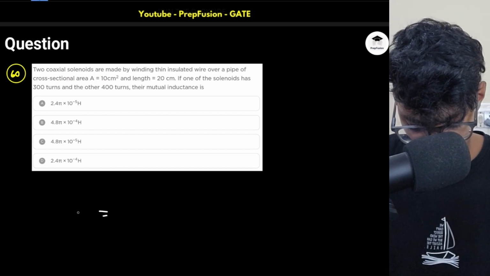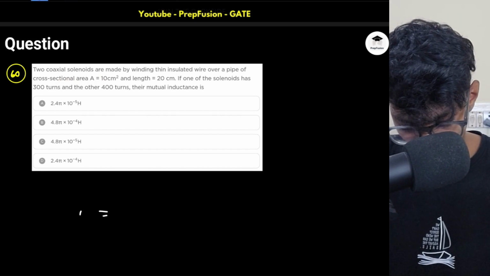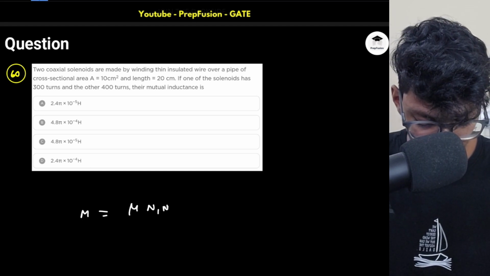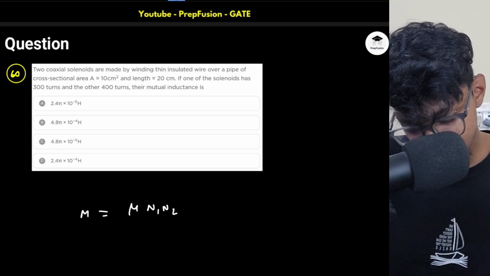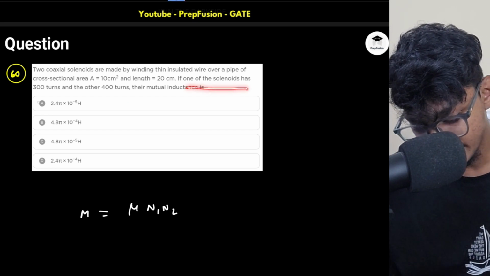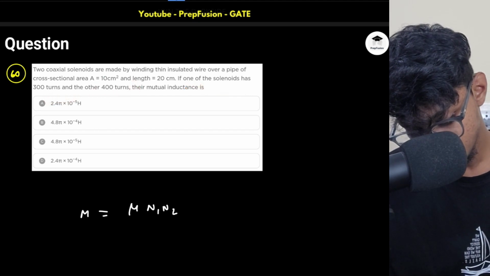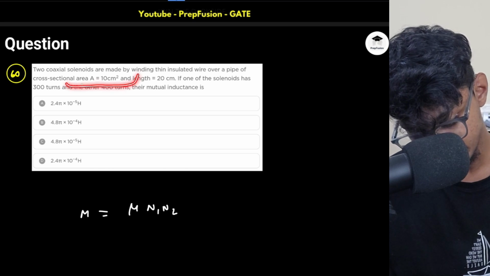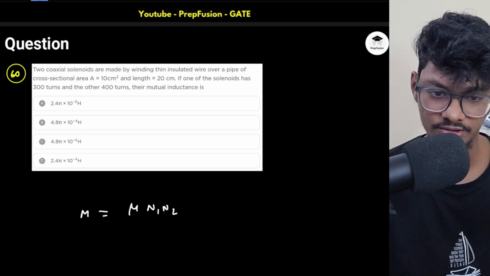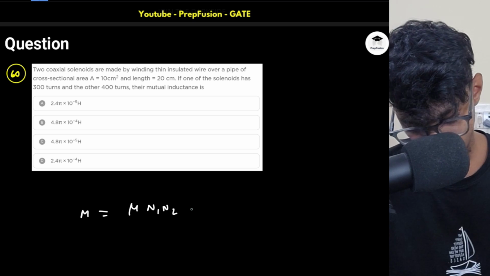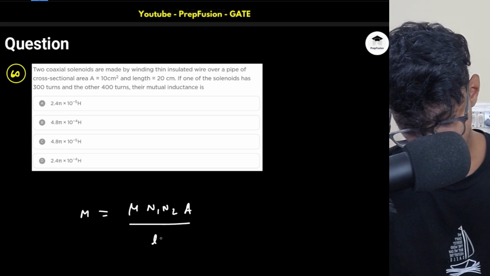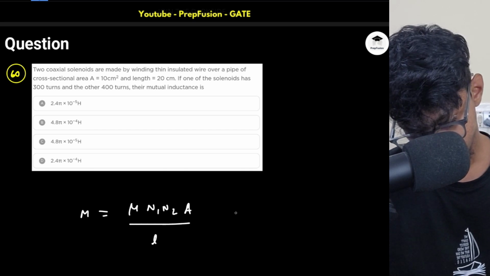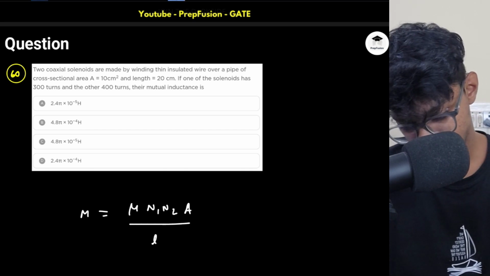What have I derived? Mutual inductance M is equal to mu N1 N2, times area divided by length. Either you can derive it or you can just use it. The question says one solenoid has 300 turns and the other has 400 turns, wound with thin insulated wire over a pipe of cross-sectional area 10 cm square. Both have the same cross-sectional area, so that doesn't change. The length is also the same for both, 20 cm. Just the number of turns are different.